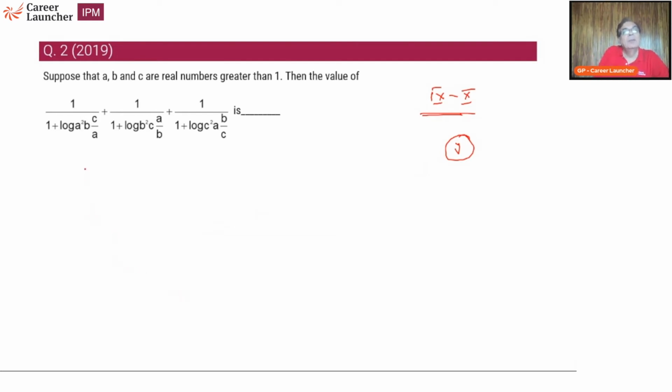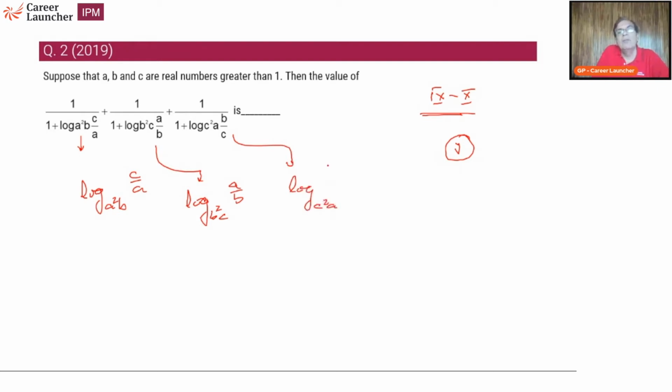Okay, what is this? This is actually log to the base a square b of c by a. This is log of base b square c of a by b. And this is similarly log of base c square a of b by c.